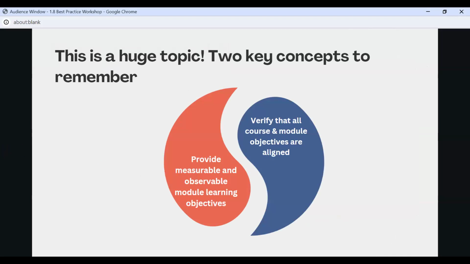So I would say for this best practice recommendation, you're primarily concerning yourself with two key concepts. One, providing measurable and observable module learning objectives. And two, verifying that your course and module objectives are aligned. And alignment also extends to learning materials, activities, and assessments, but that will be addressed likely in a different workshop because it pertains to a different best practice recommendation. Here, we're really just looking at alignment with your objectives and clearly communicating those objectives and that alignment in your course.